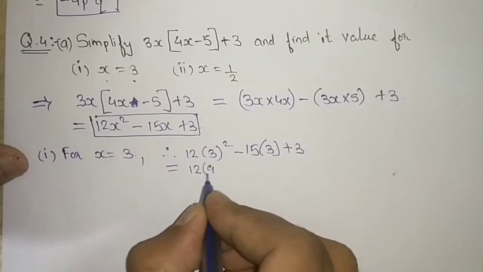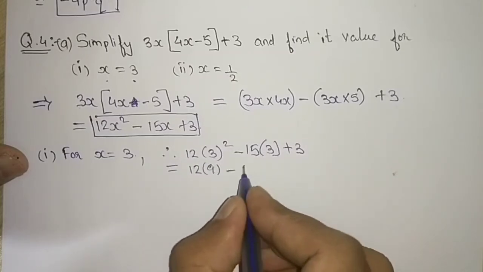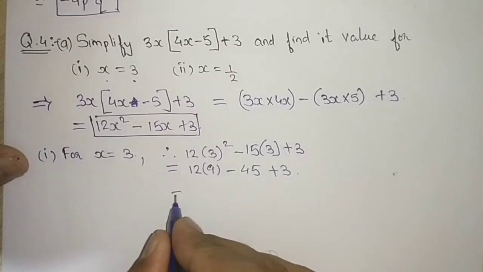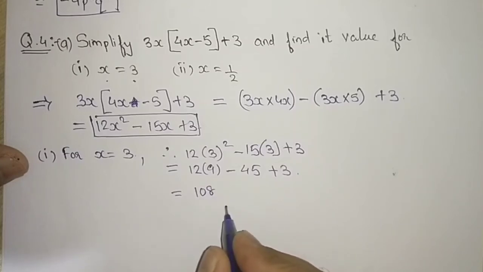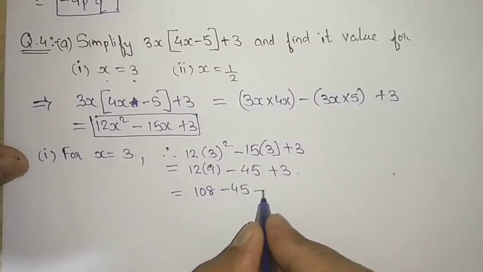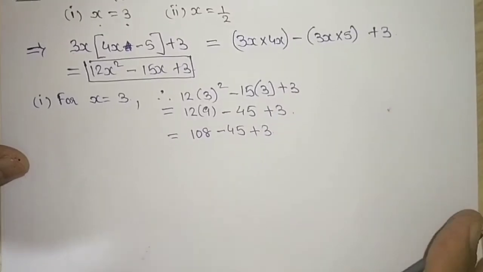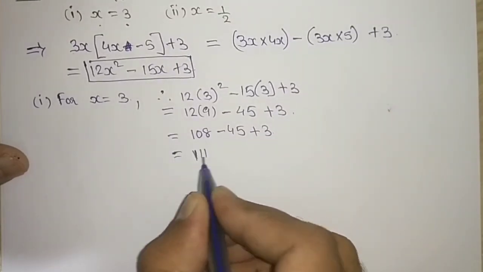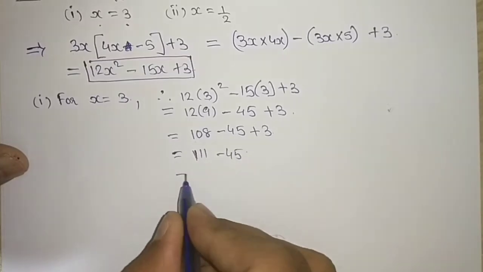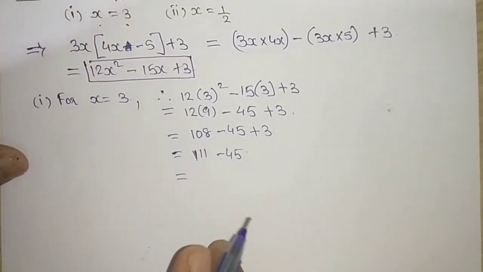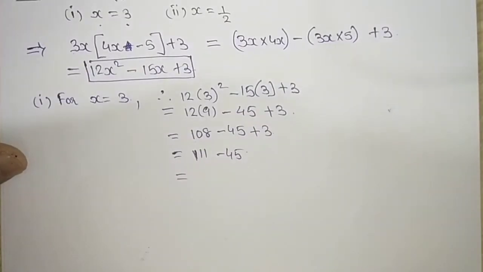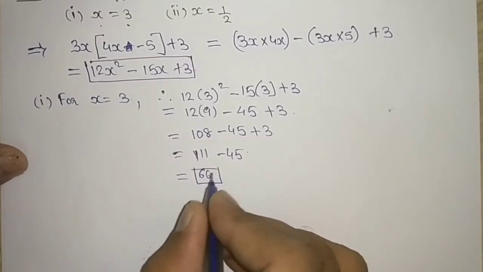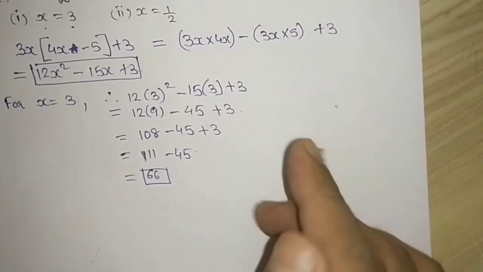3 square is 9, minus 15 3s is 45, plus 3. 12 9s is 108 minus 45 plus 3. So we will get 108 plus 3 is 111, 111 minus 45. I will cancel out 111 minus 45. It will give me 66. So this is our value.